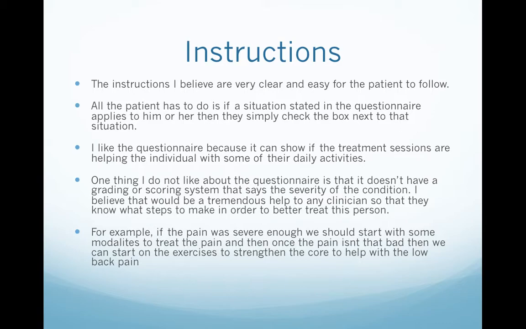The one thing I don't like about this questionnaire is that it doesn't have a grading and or scoring system that says the severity of the condition. What I would like to see, if they do a revision of this questionnaire, is to maybe put a point system beside each condition, and the higher the number of points, the more severe the low back pain would be. Something along those lines, and then we can take that result and then see what steps we could do in order to come up with a better treatment plan for this person.